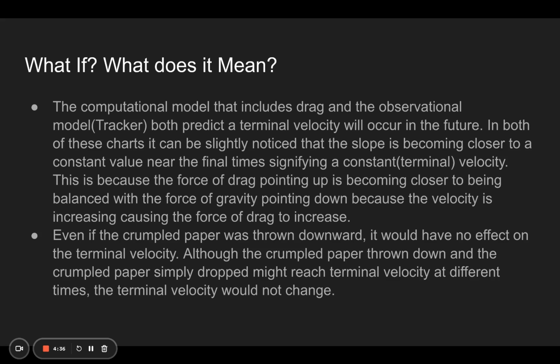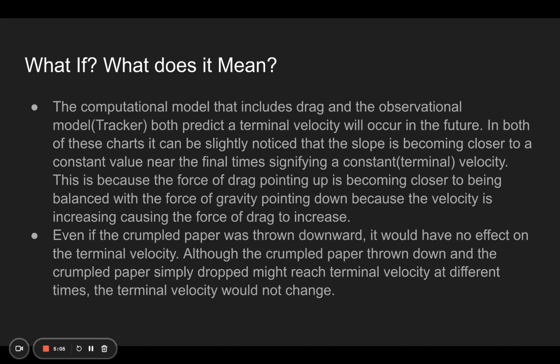Now I answer the what if and what does it mean questions. The computational model that includes drag and observational model both predict a terminal velocity will occur in the future. In both of these charts, it can be slightly noticed that the slope is becoming closer to a constant value near the final time, signifying a terminal velocity. This is because the force of drag pointing up is becoming closer to being balanced with the force of gravity pointing down because the velocity is increasing, causing the force of drag to increase.